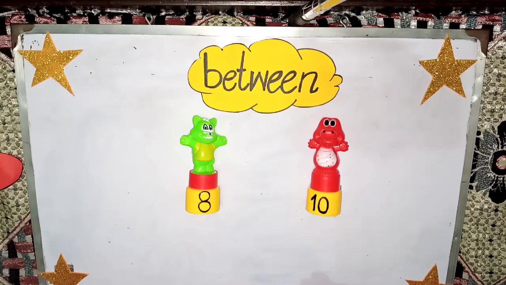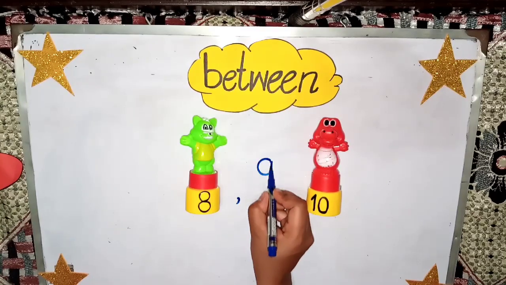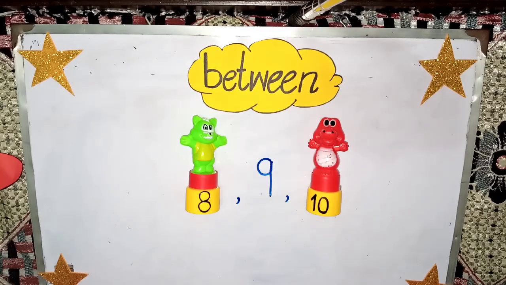We can count forward from this number 8: 8, 9, then 10. Or backward from this number 10. Which number comes before this number 10? Number 9. So number 9 is between these two numbers. Clear?